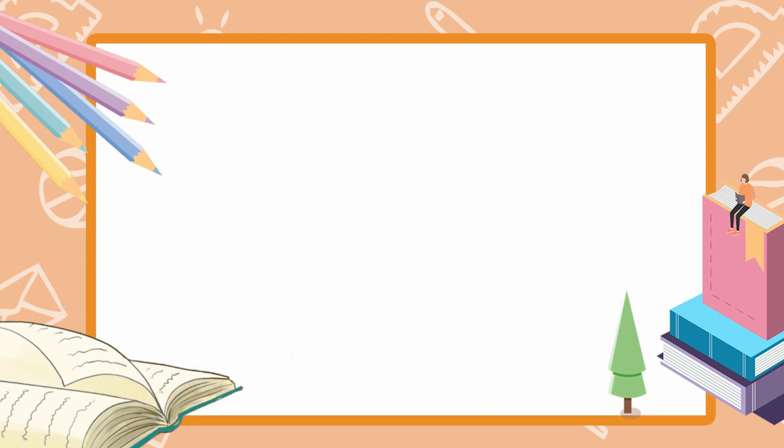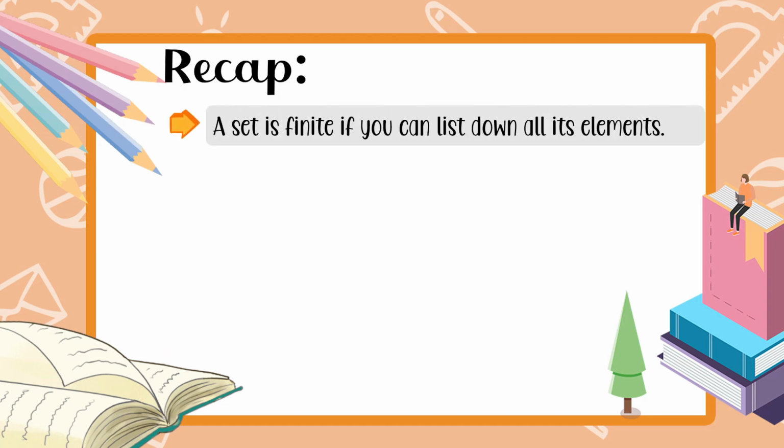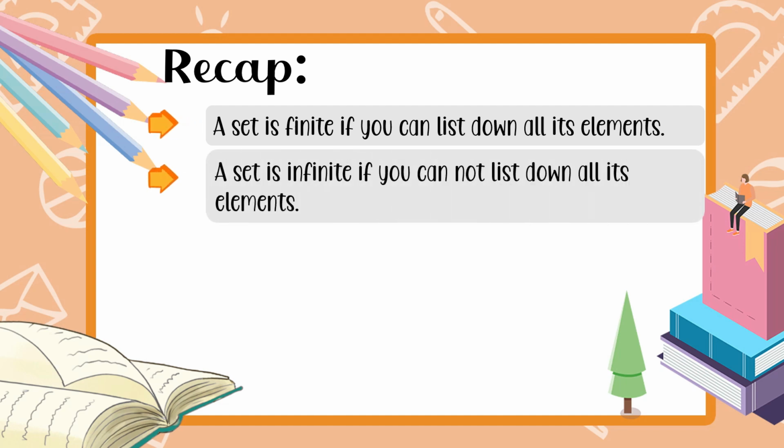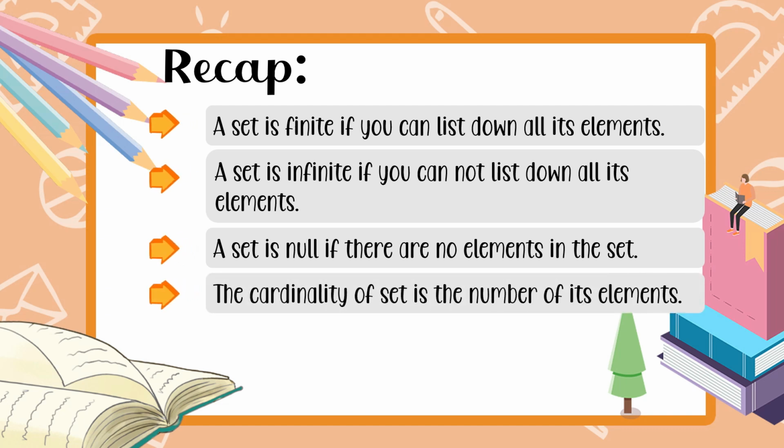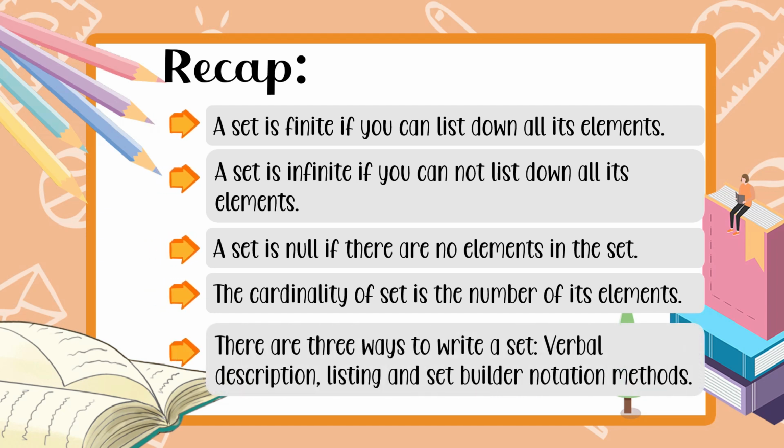Okay, before we end this video, let us have a recap. A set is finite if you can list down all its elements. A set is infinite if you cannot list down all its elements. A set is null if there are no elements in the set. The cardinality of the set is the number of its elements. There are three ways to write a set: the verbal description, the listing, and the set builder methods.